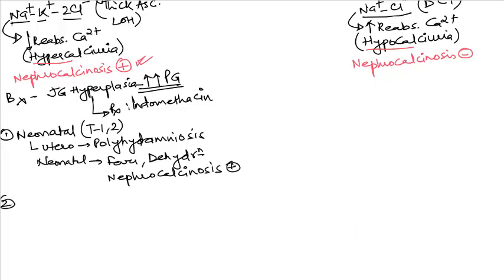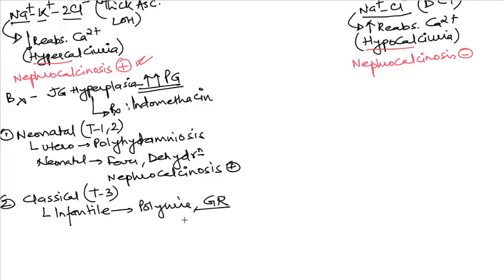The second type is the classical Bartter's, also known as type 3 Bartter's. These patients present in the infantile stage as polyuria and growth retardation. There is growth retardation in these patients. An important point to note here is that nephrocalcinosis is not a feature in classical Bartter's. It's an important point that should be noted here.